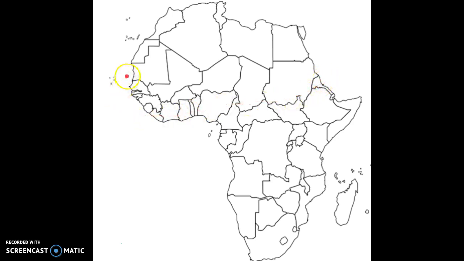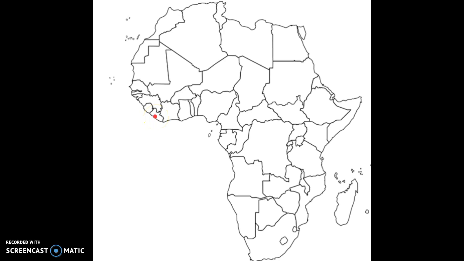So if we go back over here, this country right here is Senegal, and the tiny strip of land inside of Senegal, that's the Gambia. So then right below Senegal, we have Guinea-Bissau. Next to that, we have Guinea here. This circular country right here, Sierra Leone. And then this country down here is Liberia.